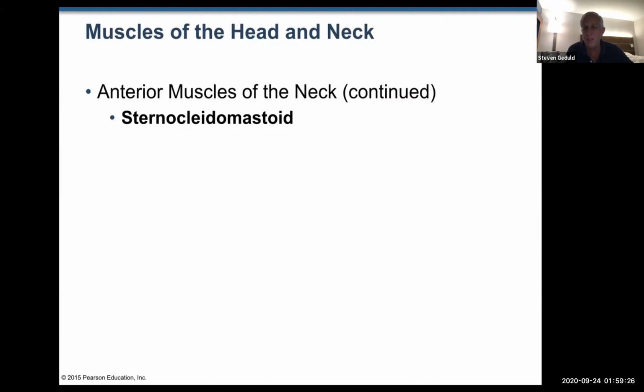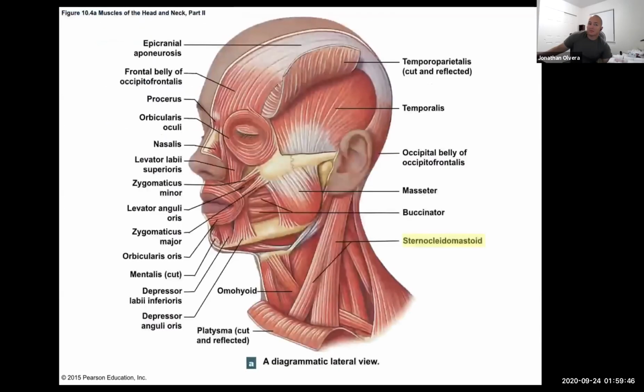Sternocleidomastoid muscle. Okay, without looking at it, what are the three points of attachment of this muscle? The sternum, clavicle, mastoid process. That's where it's going to attach. It's in the name. This is the sterno. There's your three attachments right here. Okay, you can see it attaches to the clavicle, comes up here, attaches to the mastoid, and attaches to the sternum. Not a real good picture of it.